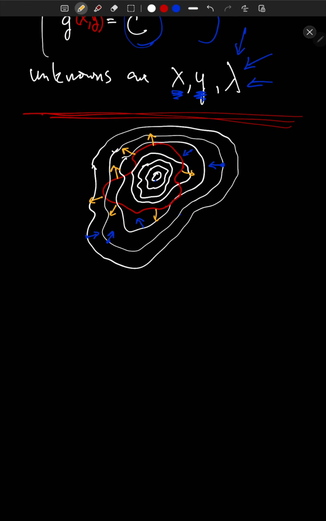So I want points where gradient f is parallel to gradient g. In this picture, that would perhaps be here, for example. So gradient f would perhaps be pointing that way, like that. And gradient g, if I'm drawing it as I have been, is going to be pointing in that direction.